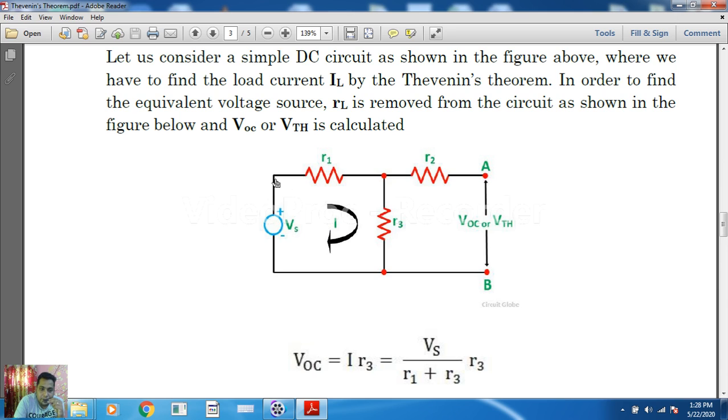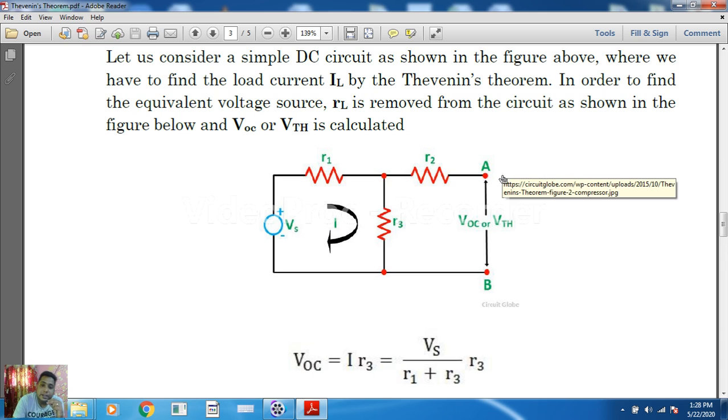So what will happen? Whatever current is coming from this source will flow through R1, come to the node, flow through R3 and return back to the source. So this is your loop. Is there any current in R2? No. If there is no current in R2, then there is no voltage drop across it.